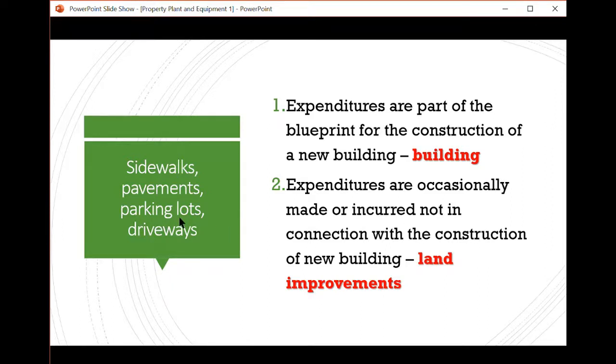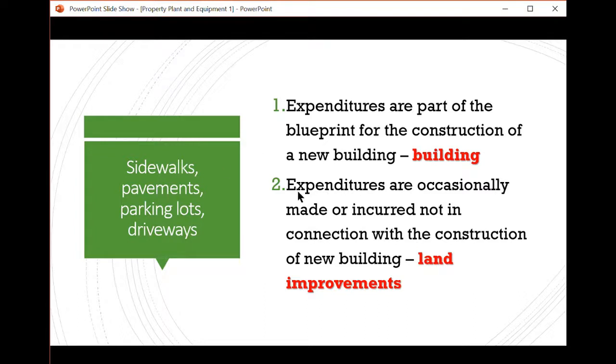Ang imuhang driveway, imuhang sidewalks, mahimo siyang part sa land improvements. Dili siya himoong expense, but i-classify siya as another asset. So, again, if naa siya sa plano sa imuhang construction, it's part of the building. But if it's not part of the construction, nahunahunaan nimo nga magdugang ka ani sa imuhang property.